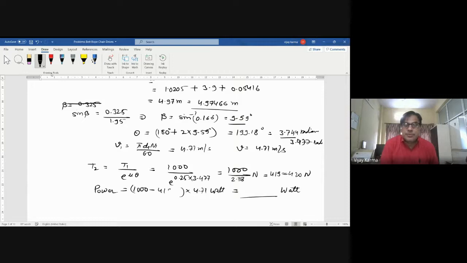So we take T2 as 419. Power will be 1000 minus 419 into 4.71, which is 2736.51 watt. Okay, so this is fine.